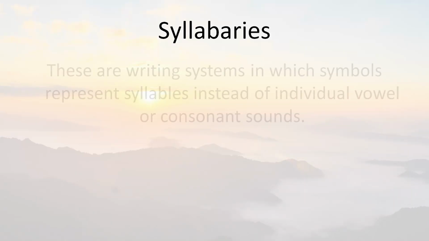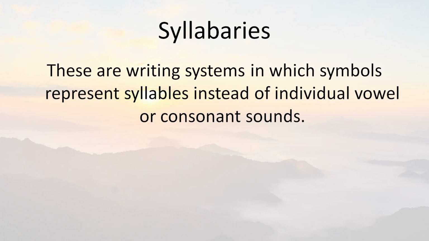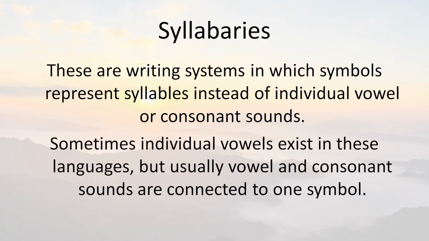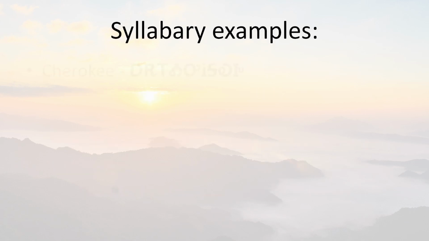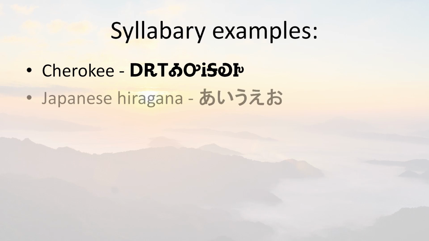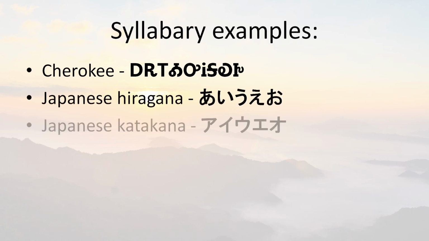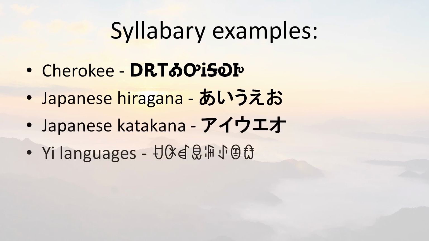Syllabaries. These are writing systems in which symbols represent syllables instead of individual vowel or consonant sounds. Sometimes individual vowels exist in these languages, but usually vowel and consonant sounds are connected to one symbol. Common examples of these are Cherokee, Japanese hiragana, Japanese katakana, and the Yi languages.